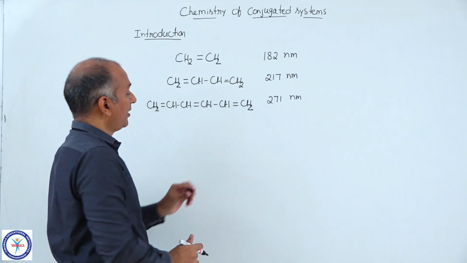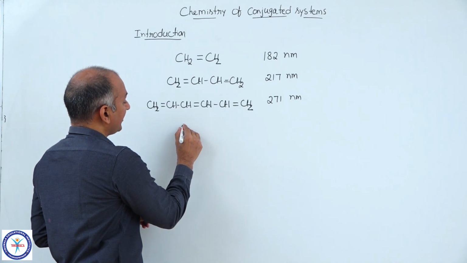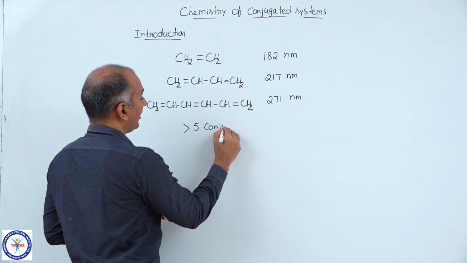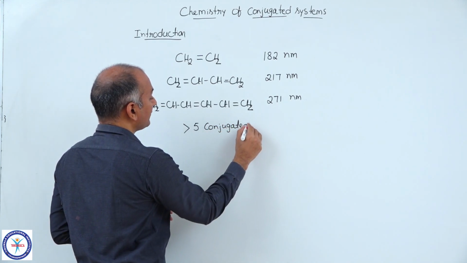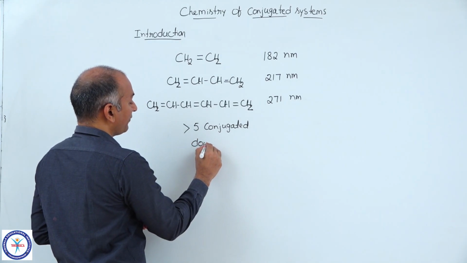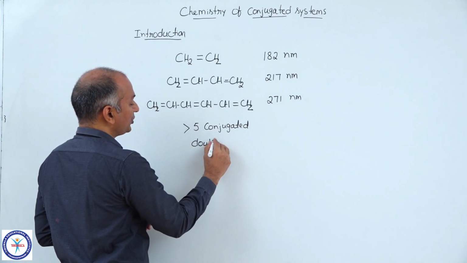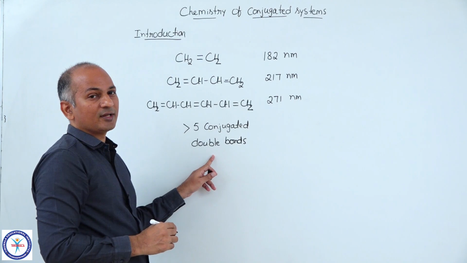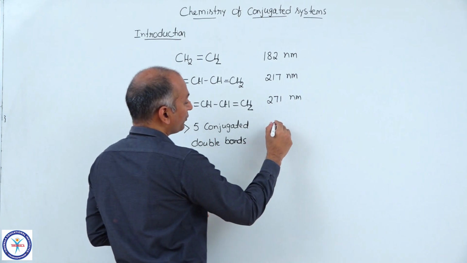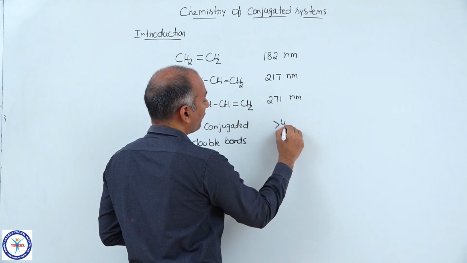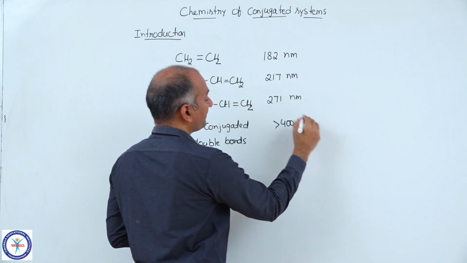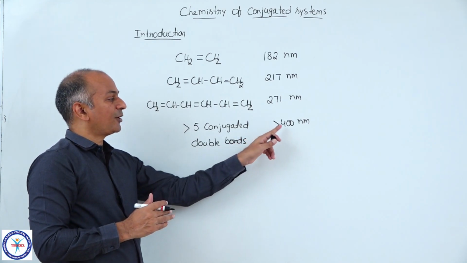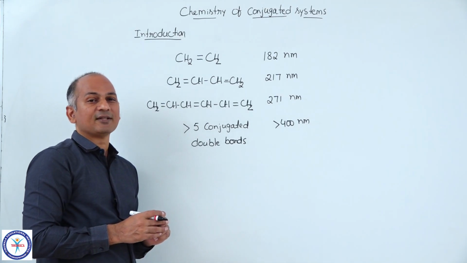And it is observed that if an organic compound has greater than 5 conjugated double bonds which are in resonance, then that compound absorbs light whose wavelength is greater than 400 nanometers: 450, 500, 550, like that. And you know 400 nanometers and above falls in the visible region.